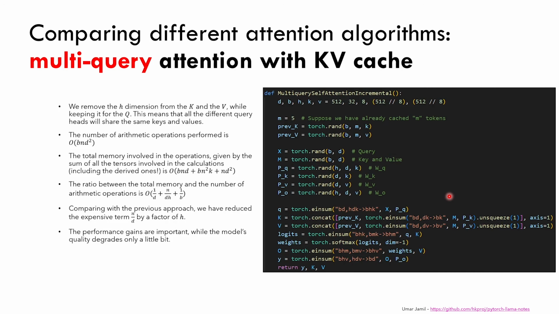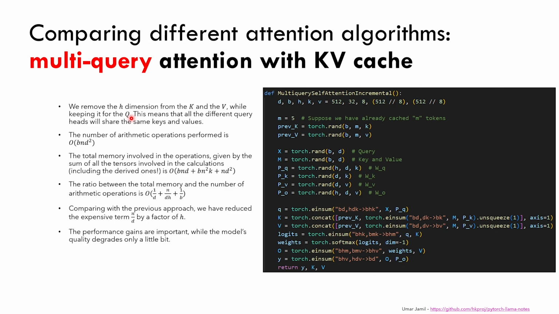To solve the problem of the previous algorithm, in which the memory became the bottleneck, we introduced the multi-query attention. What the author did was to remove the h dimension from the k and the v, while keeping it for the q. So it's still a multi-head attention, but only with respect to q. That's why it's called multi-query attention. We will have multiple heads only for the q, but the k and v will be shared by all the heads.